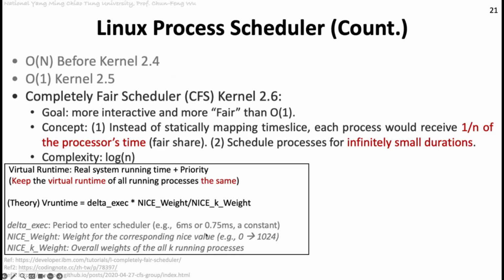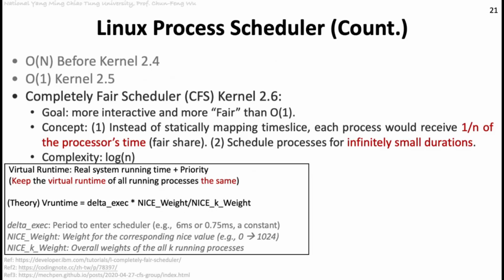Okay. So nice weight over nice k weight: each process has its nice value, right? And nice k weight means we are going to sum up all k running processes. This is about fairness. For example, nice weight for the first process is 1, and for the overall k processes maybe it is 10. So we get 1/10 of the delta execution for running. This is for the first process, and then maybe for the second process, the nice value gets a little bit higher, like 2. Then you can get a little bit more time slice. Okay.